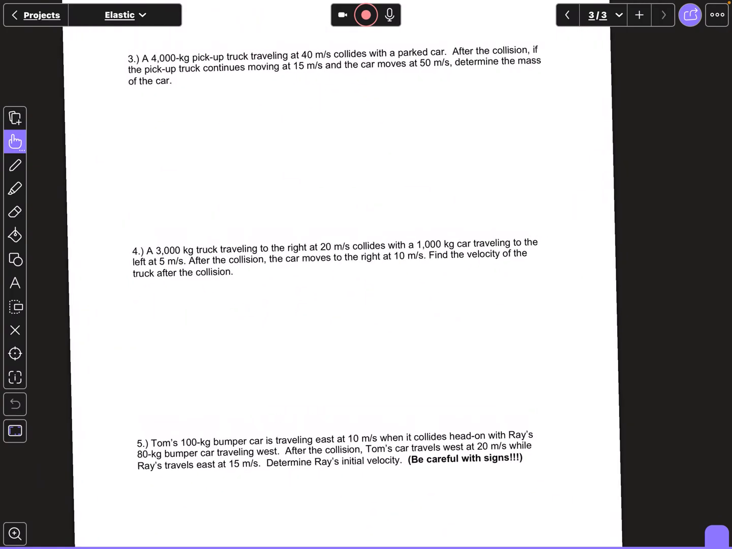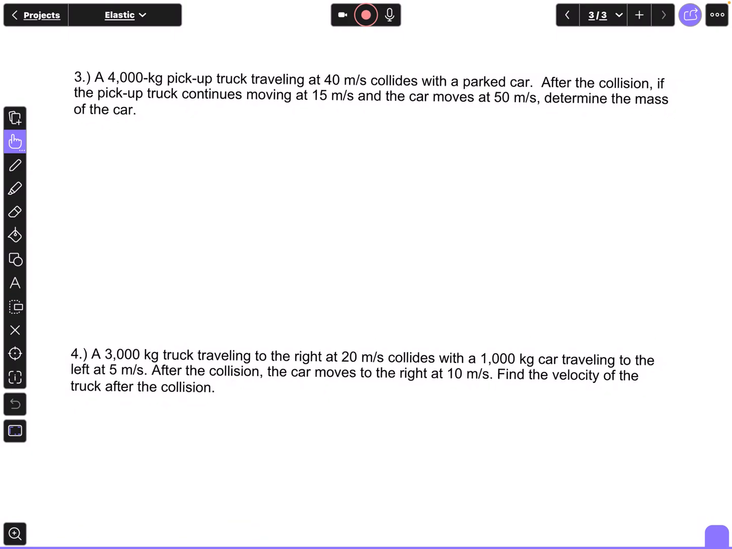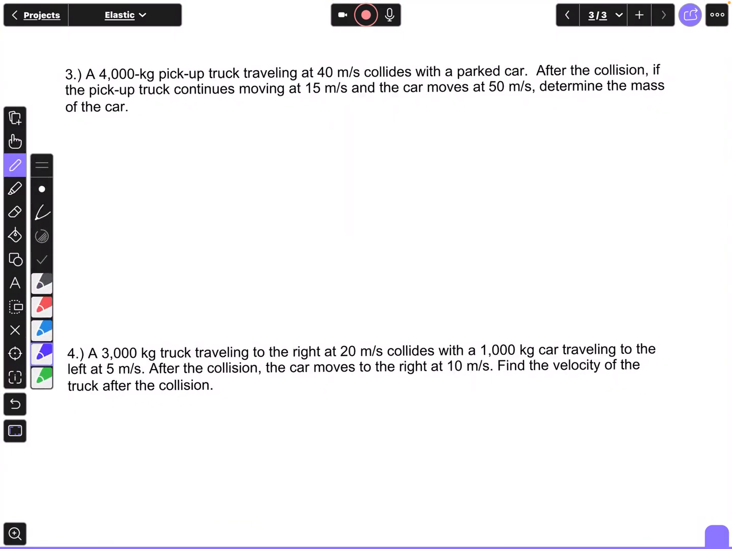number 3, a 4,000 kilogram pickup truck traveling at 40 meters per second collides with a parked car. After collision, if the pickup truck continues moving at 15 meters per second and the car moves at 50 meters per second, determine the mass of the car. And like I said, if it doesn't give you directions in the problem, we're going to assume that they're moving east or to the right, unless it tells us specifically that they're not.